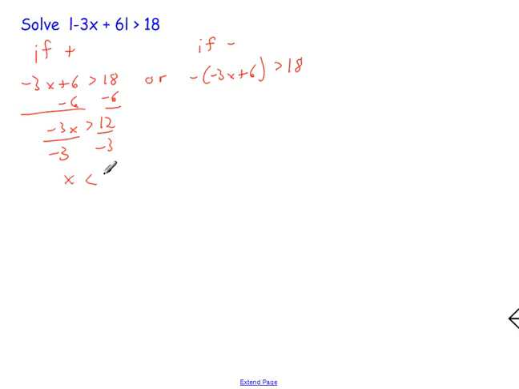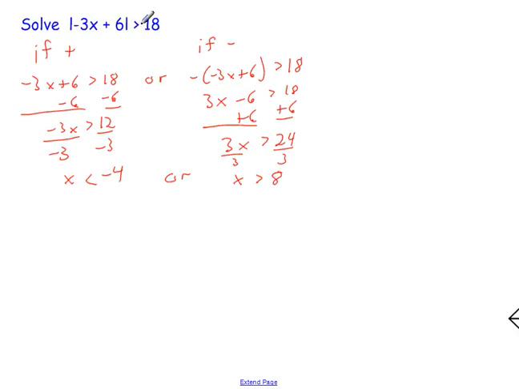We're going to solve over here, distribute this negative. We get 3x minus 6 is greater than 18. We're going to add 6 to both sides. And we have 3x is greater than 24. Dividing both sides by 3, we get x is greater than 8. And we have an or here, again, because it was greater than as opposed to less than.